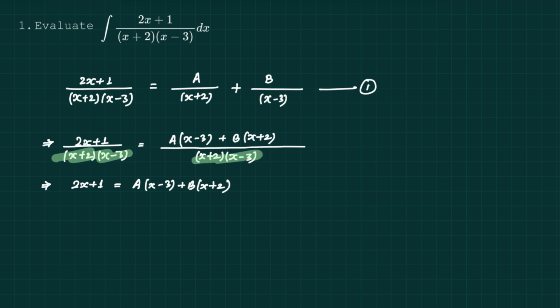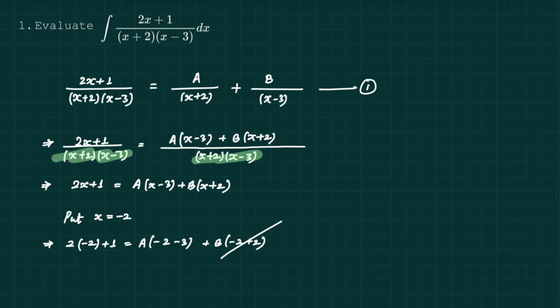Now since my aim is to find the values of A and B, we will first put x equals -2 in this equation. If I put x equals -2, then in the second expression, B times (x + 2), it will be -2 + 2, which will make this expression 0, and after that it will be easier to find the value of A. So let us put x equals -2 here, then we will have 2 times -2 plus 1 equals A times (-2 - 3) plus B times (-2 + 2).